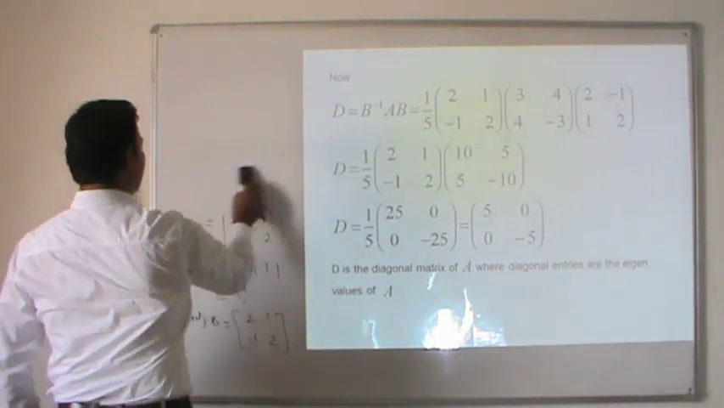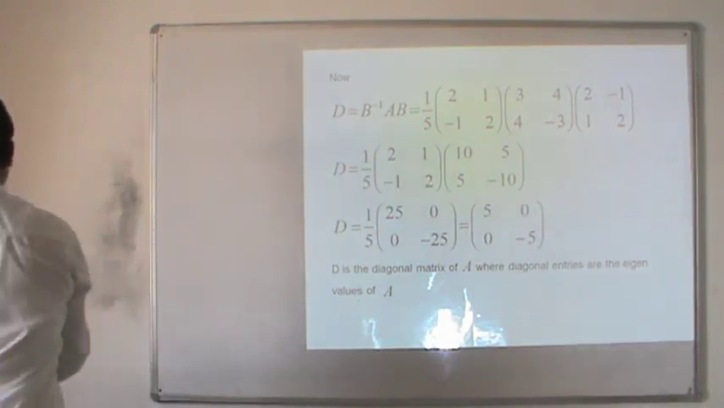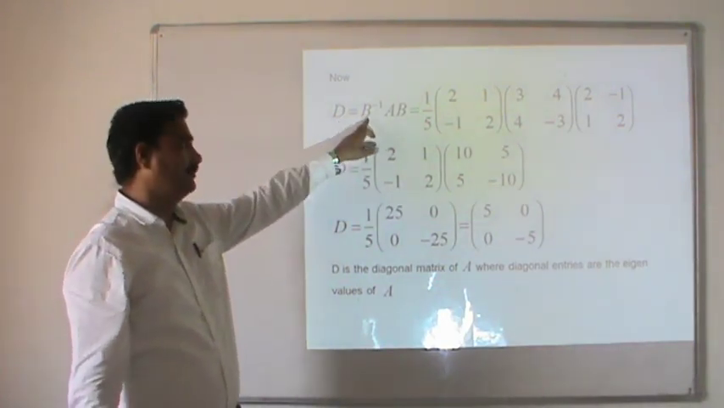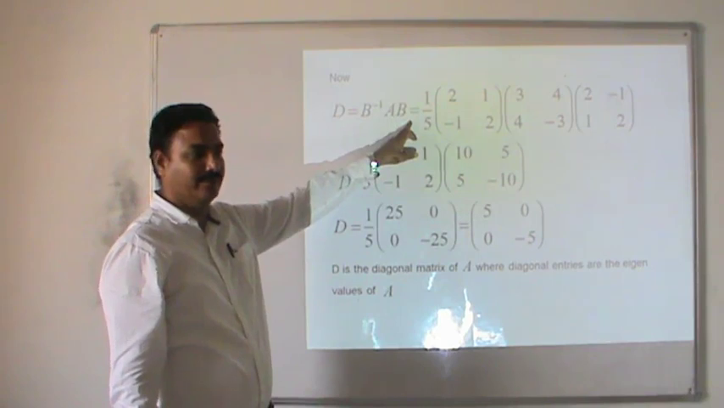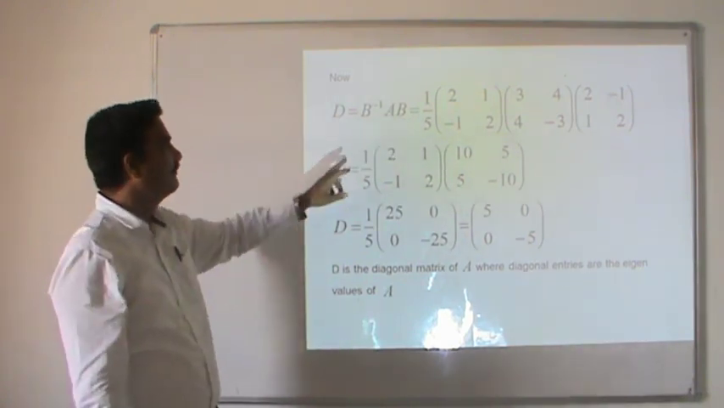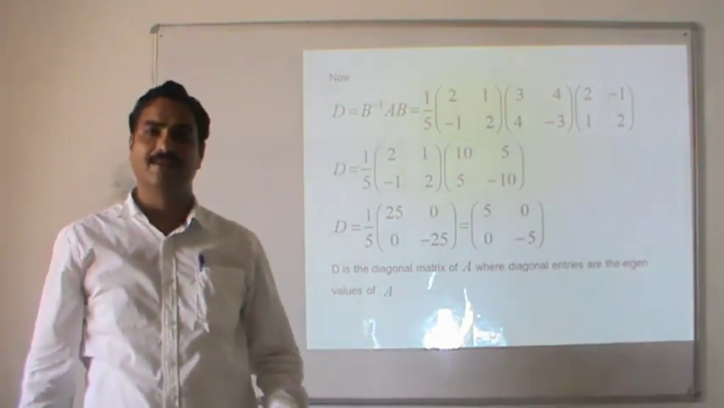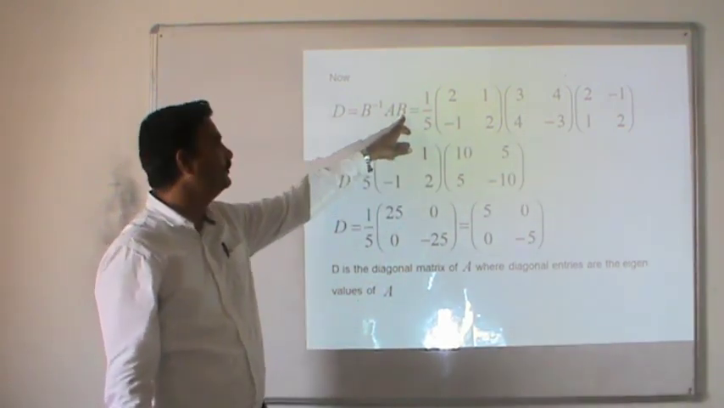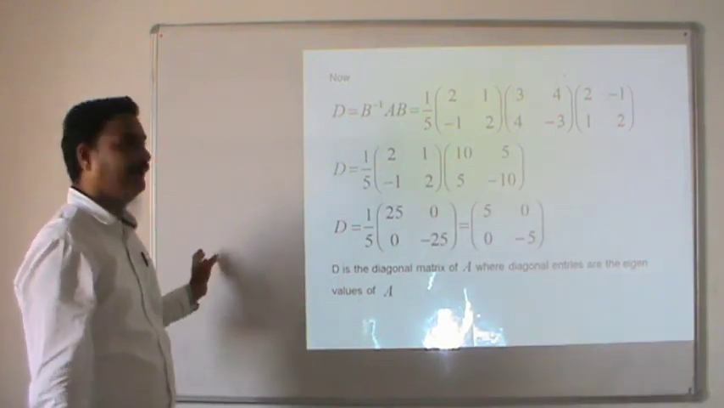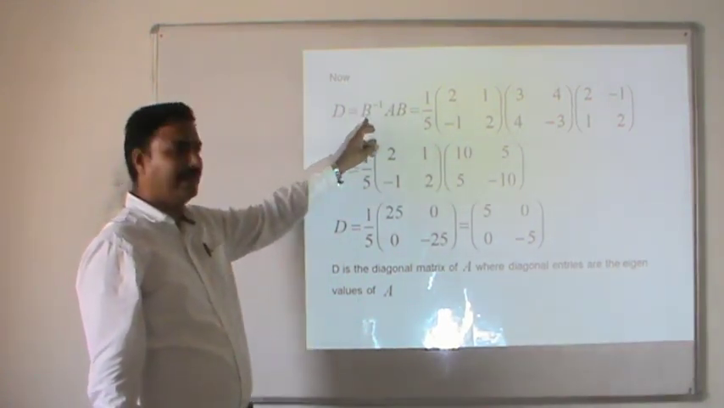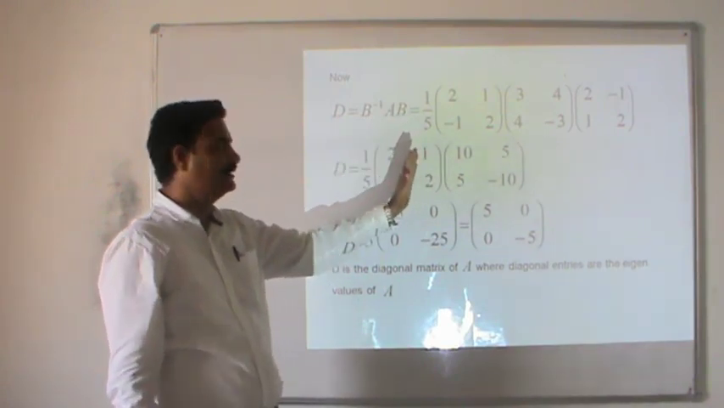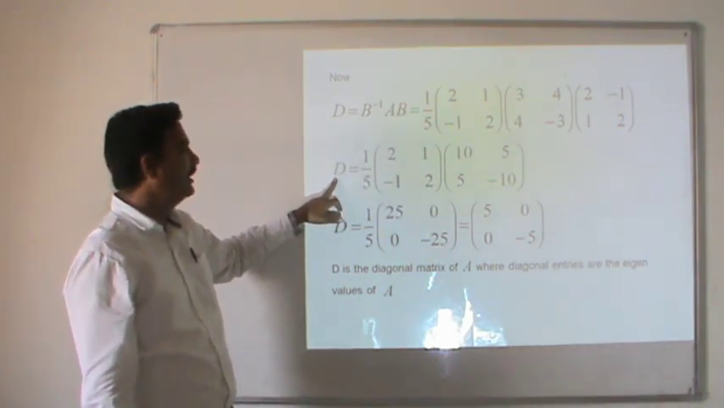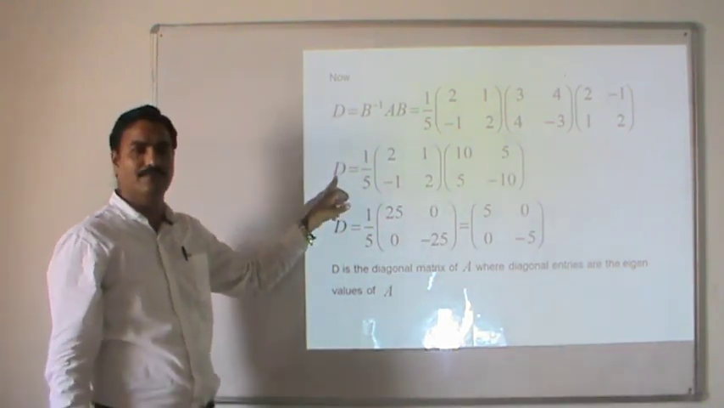Now we calculate our capital D, which represents the diagonalized matrix. D stands for diagonalized matrix, and it is given by a standard formula, which is B inverse A B, where A is our given square matrix, and B consists of the eigenvectors corresponding to eigenvalues lambda 1 and lambda 2. So B consists of capital X1 and capital X2, and B inverse is what we recently found. So multiply B inverse, A and B, all three matrices, and the resulting matrix will be capital D, which is a diagonalized matrix. And this capital D is a 2 into 2 matrix because it's a product of 2 into 2 matrices.